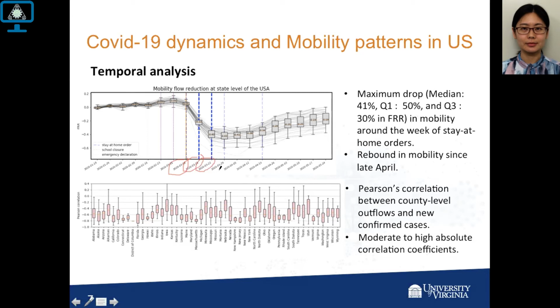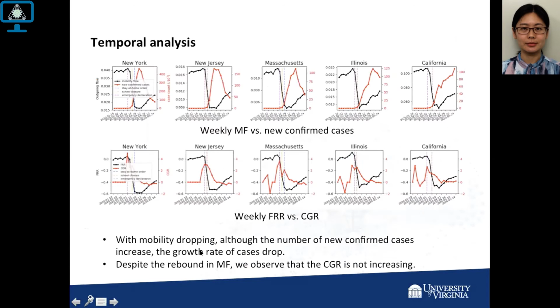And we compute the Pearson correlation between the county level outflows and new confirmed cases, which shows moderate to high absolute correlation coefficients. And this indicates that concurrent with the rising number of new confirmed cases, there was a drop in mobility flow. And here we select 5 states with the largest number of confirmed cases in the US.